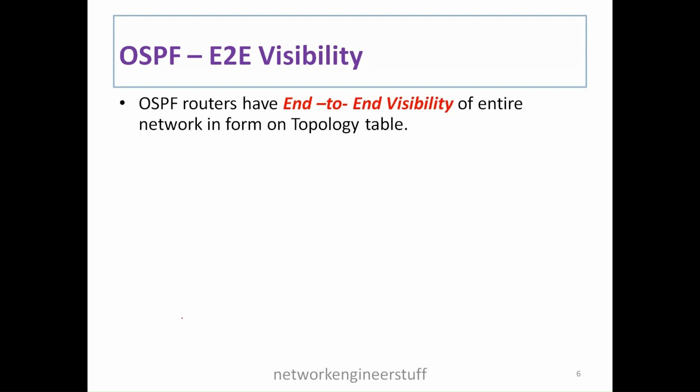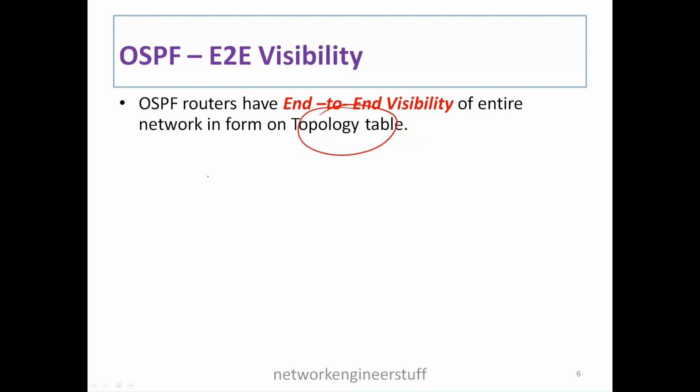OSPF end-to-end visibility. OSPF routers have end-to-end visibility in the form of a topology table. So what is this topology table? Topology table is, guys, nothing but it will basically have a list of all the possible routes to reach all the networks within that area. What the area is, we'll study later on. But to remember, it is basically a table which will have all possible routes to reach all the networks. So OSPF has this kind of table which gives it end-to-end visibility of the entire network.